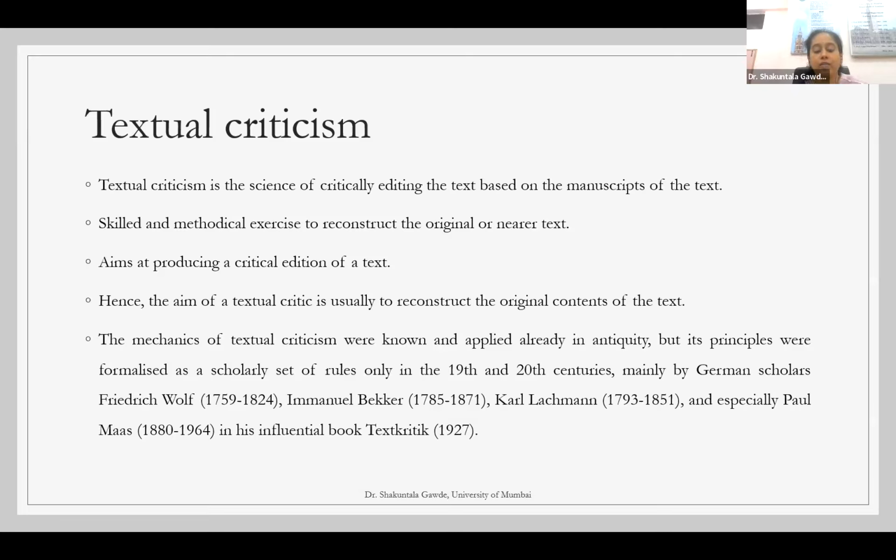Now we are reading all the treatises in the printed form. I think someone's mic is on. Please mute yourself.